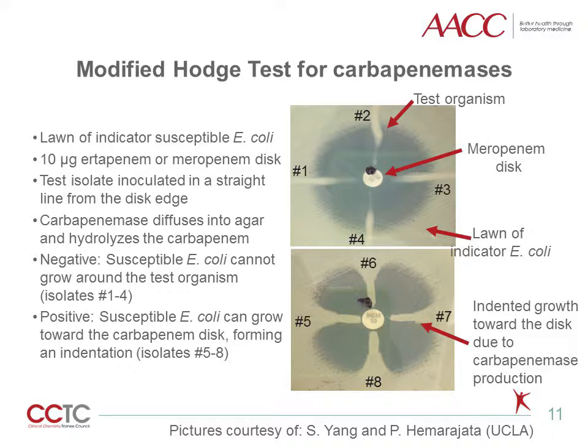If the test isolate is a carbapenemase producer, the carbapenemase will diffuse into the agar and hydrolyze the antibiotic, allowing growth of susceptible E. coli around the test organism and towards the carbapenem disc, as shown in the bottom panel for isolates 5 to 8. This results in an indentation of growth towards the carbapenem disc due to carbapenemase production by the test organism. If the organism does not produce a carbapenemase, E. coli growth is not indented toward the carbapenem disc, as shown in the top panel for isolates 1 to 4.